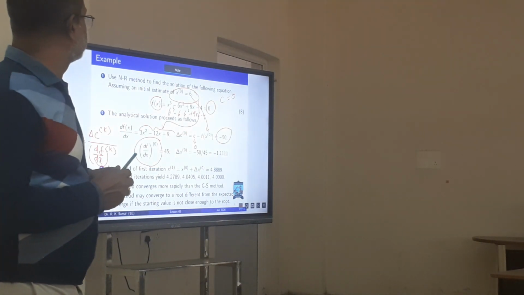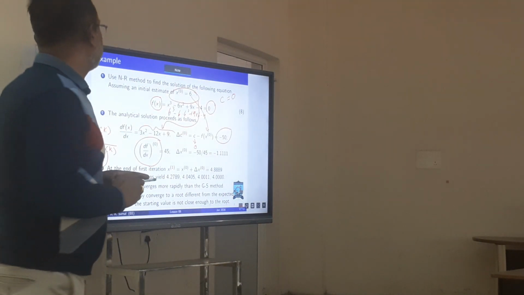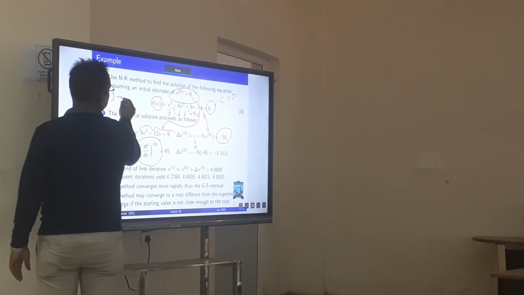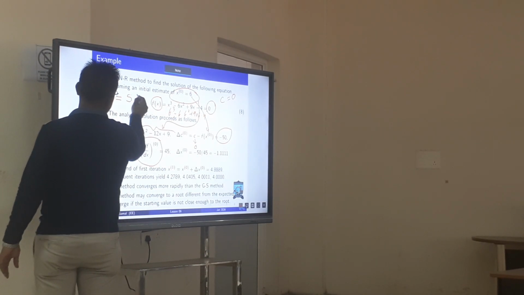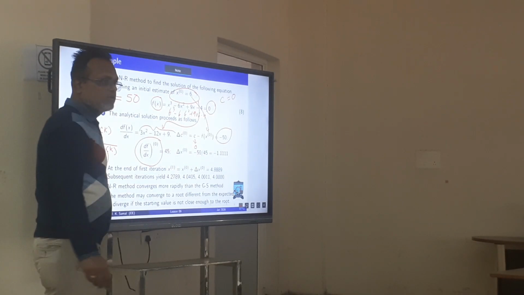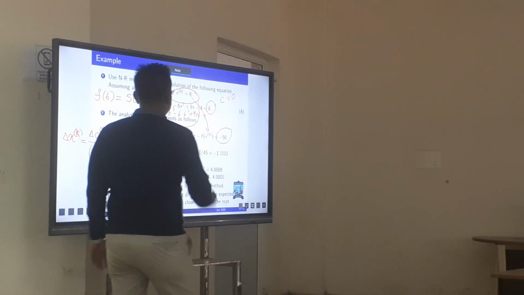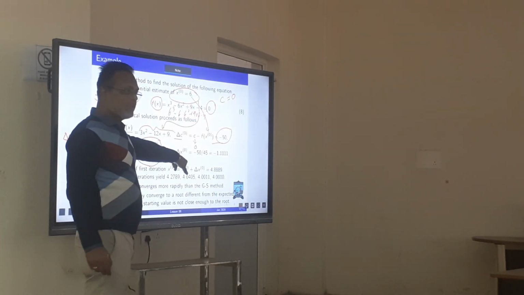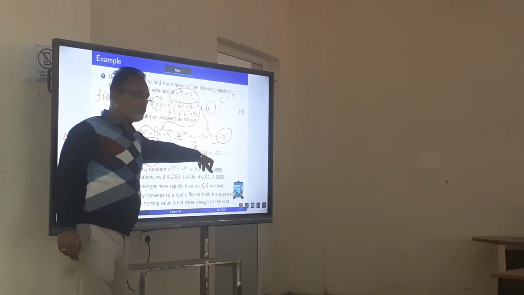Cross check. F of 6, is it 950? F of 6. Yes, it is 50. F of 6, is it 50? Okay. So delta C becomes minus 50. So our initial increment becomes minus 1.1.